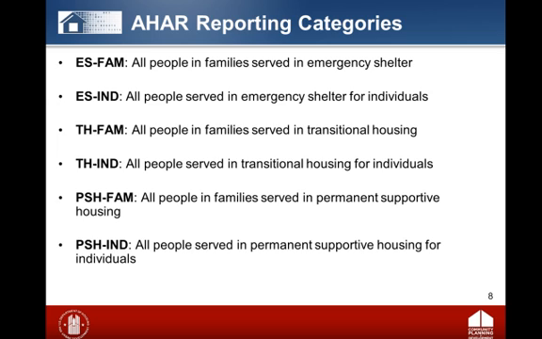We generally go by a shorthand when referring to these categories. ESFAM is all people in families served in emergency shelter. ESIN is all people served in emergency shelter for individuals. THFAM is all people in families served in transitional housing. THIND is all people served in transitional housing for individuals. PSHFAM is all people in families served in permanent supportive housing. And PSHN is all people served in permanent supportive housing for individuals.